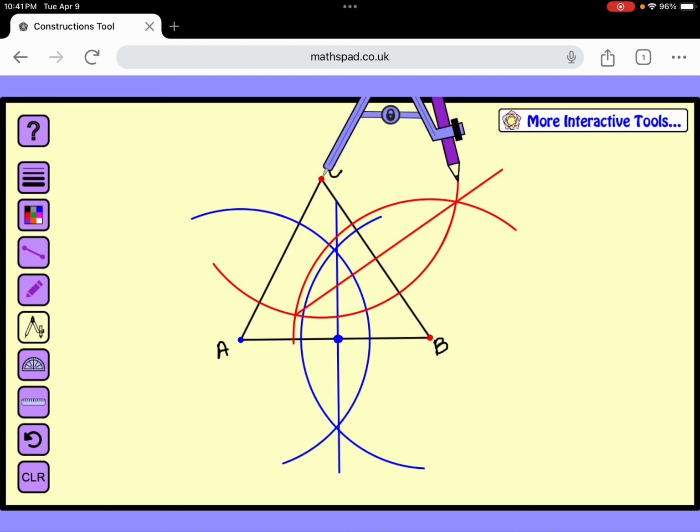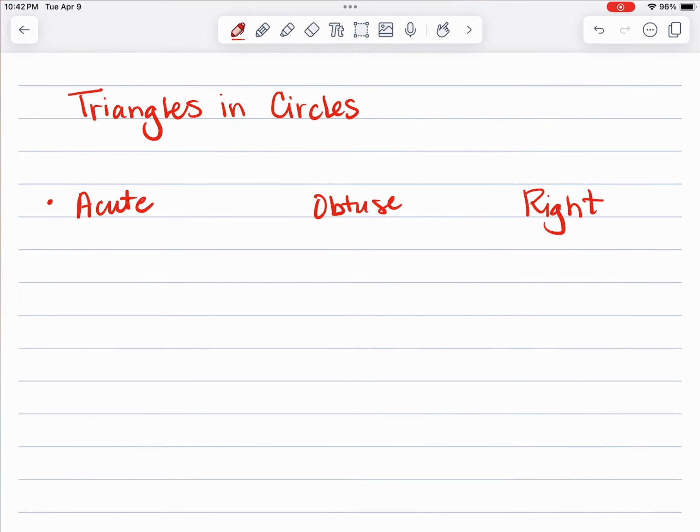I can see that they intersect right there. That's where my blue line and my purple and my red line meet. And if I were to draw the third one, it would also meet at that point. Well, that point is a very special point. As a matter of fact, that point, we're going to come over here and write it down, is called the circumcenter.